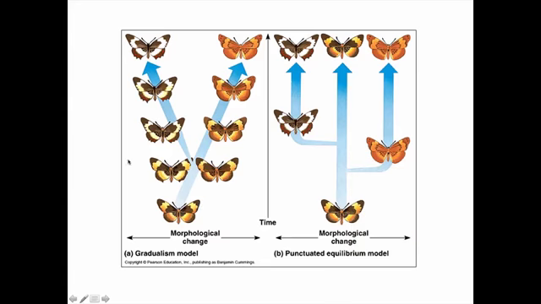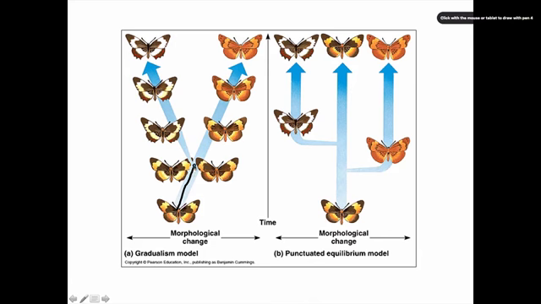So if we take a closer look at one of these images, you can see one species can branch into two different species over time. Here this arrow represents time. This is called the gradualism model. So one species can branch into two different species as we see here. Now understanding this branching is really important, especially when you're talking about cladograms.